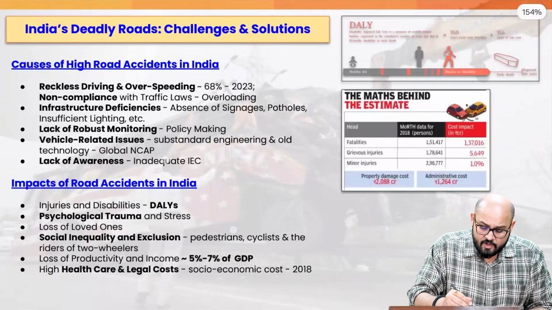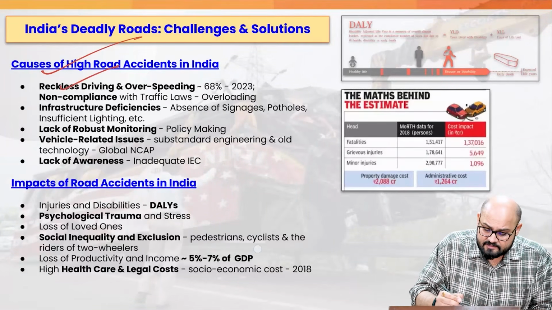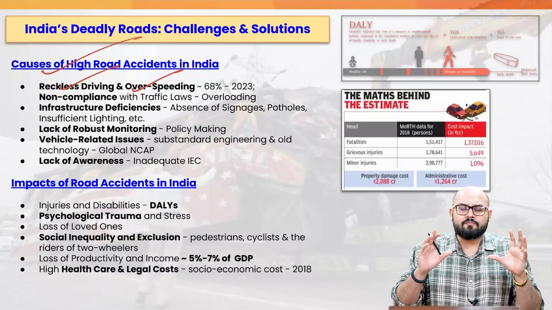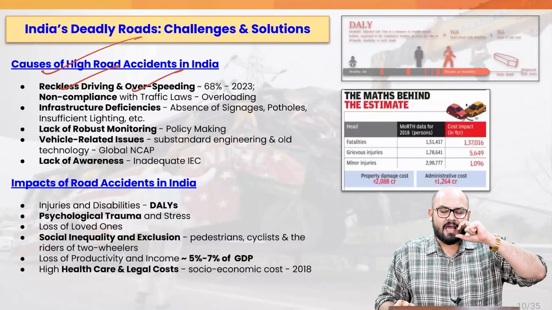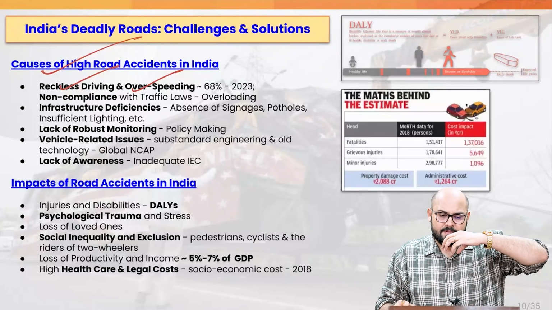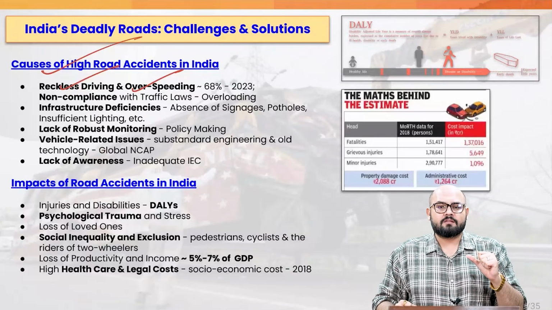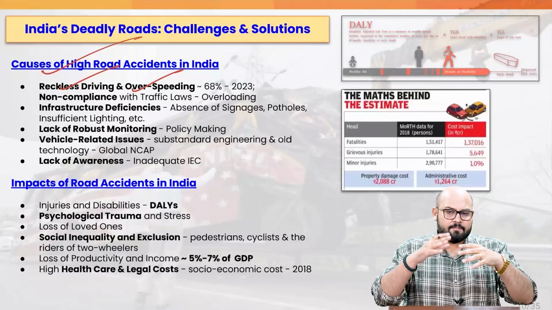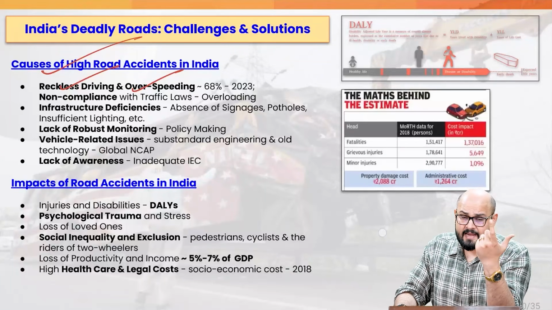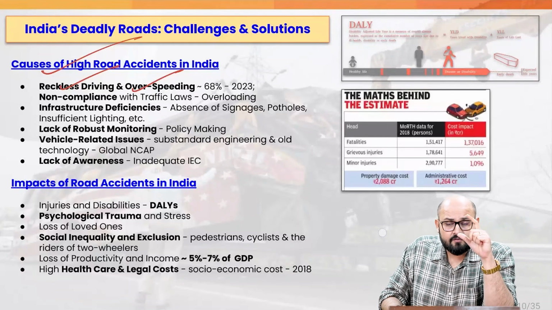Now, what are the causes of high road accidents in India? The very first, I already told you, is reckless driving and over speeding. People do not follow the rules. They are driving at a much faster pace. If a vehicle is moving at great speed, the chances of a crash increase. It might crash into a lorry or a stationary object, that might lead to an accident, and ultimately the person might succumb. So that is one of the very important things.